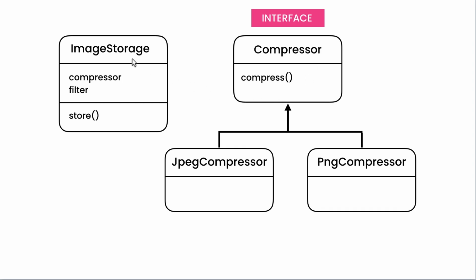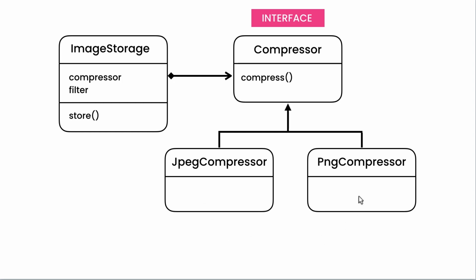Now, in our image storage class, we should change the type of this field from string to compressor. So we want the image storage to maintain a reference to a compressor object. Now, when we create an image storage object, we give it a concrete compressor object, such as JPEG compressor or PNG compressor. That is how we're going to solve this problem.